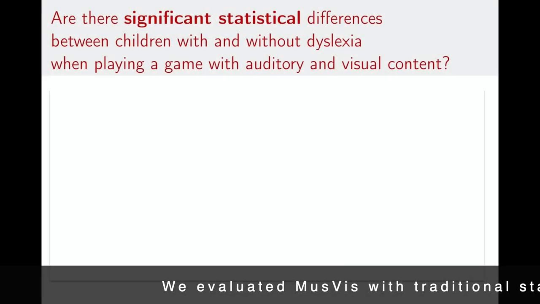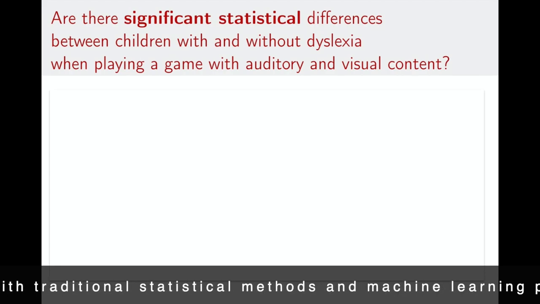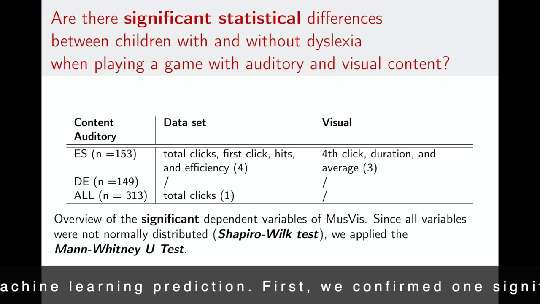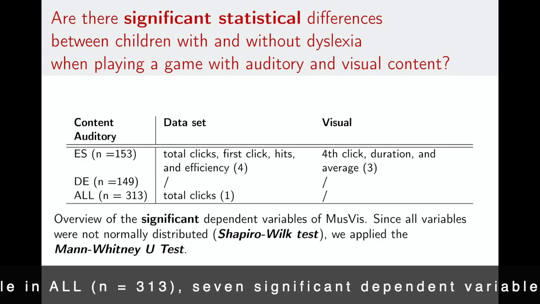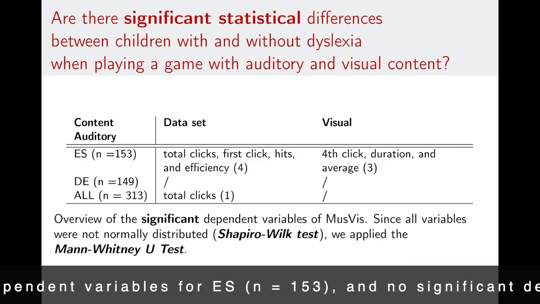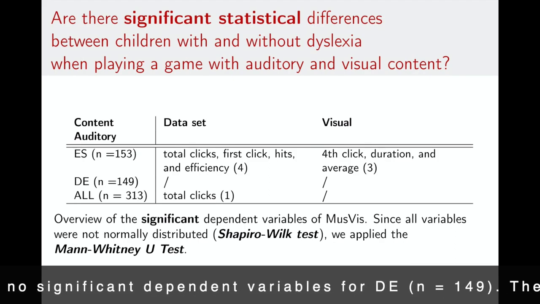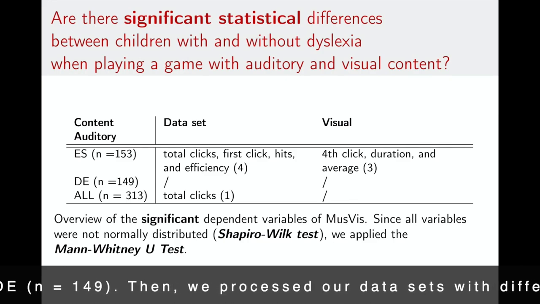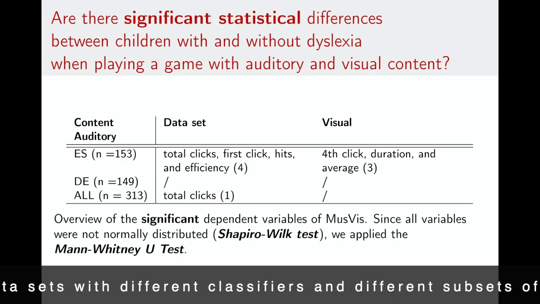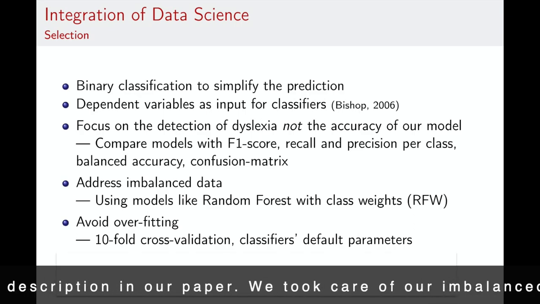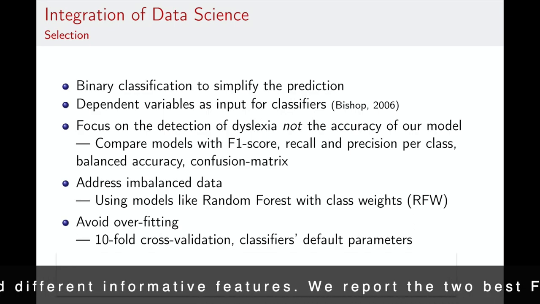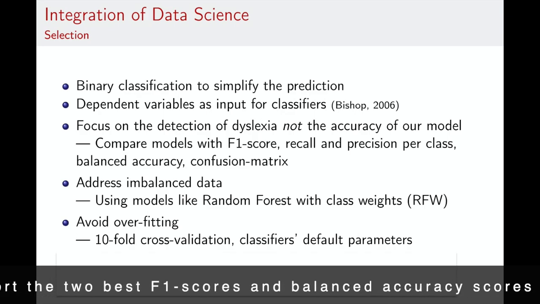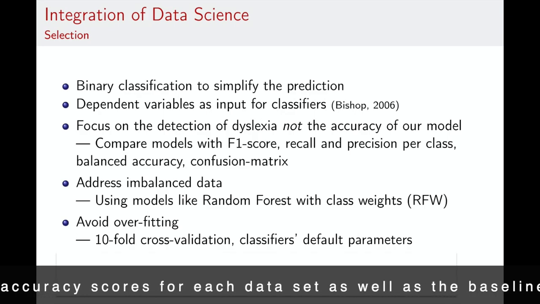We evaluated MoSwift with traditional statistical methods and machine learning prediction. First, we confirmed one significant dependent variable in the old dataset with 313 participants, 7 significant dependent variables for Spanish with 153 participants, and no significant dependent variables for the German dataset with 149 participants. Then we processed our datasets with different classifiers and different subsets of features, following the description in our paper. We took care of our imbalanced datasets and selected different informative features. We report the 2 best F1 scores and the balanced accuracy score for each dataset as well as the baseline.